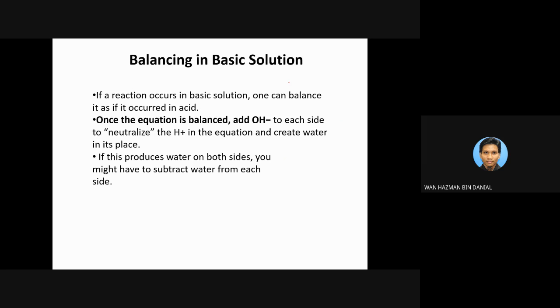Right, and then we also have situations where reaction occurs in basic solutions. So tadi tu in ni acid, kalau if it occurs in the basic solutions, okay, kalau ada questions tu, the questions specifically mention about the reactions occurs in basic solutions, then the balancing of the equation we need to consider as in the basic solutions. Okay, the principle is exactly the same. Okay, cuma kita ada add the OH minus saja to each side to neutral the H plus.